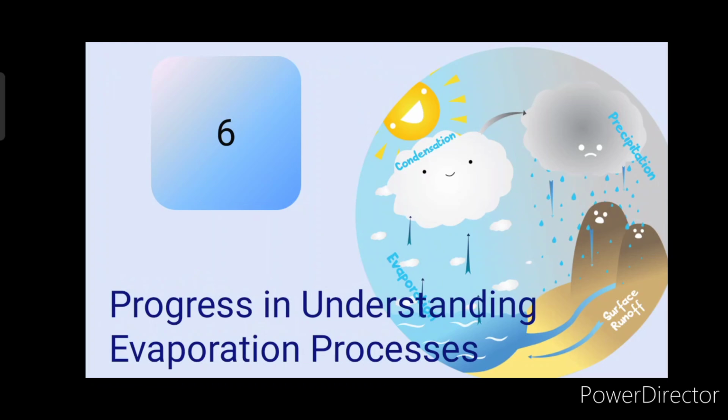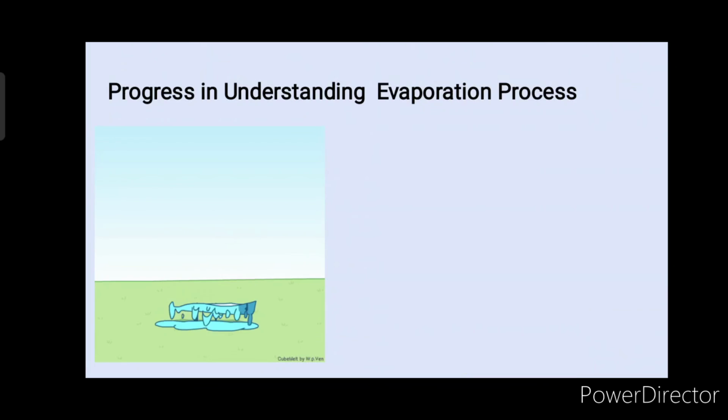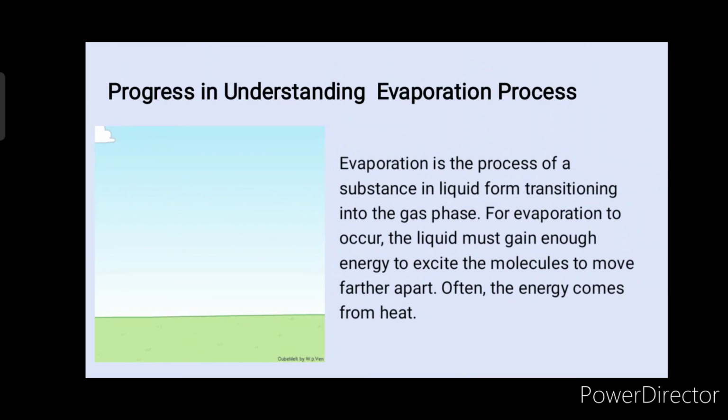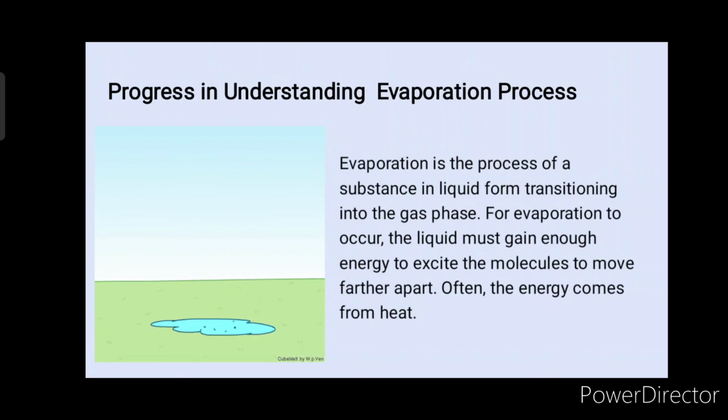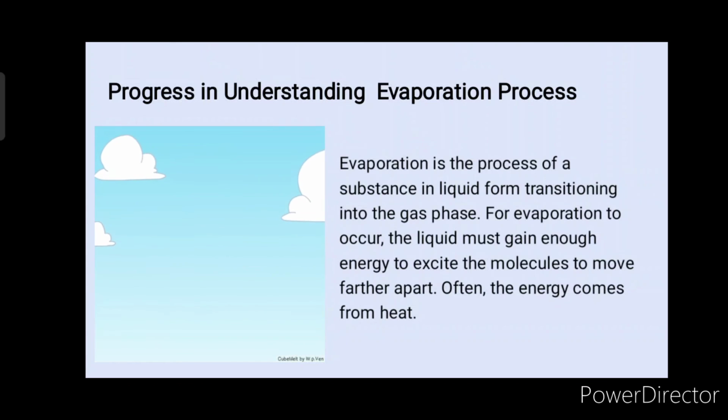Lesson 6 is about progress in understanding evaporation processes. Evaporation is the process of a substance in liquid form transitioning into the gas phase. For evaporation to occur, the liquid must gain enough energy to excite the molecules to move farther apart. Often, the energy comes from heat.